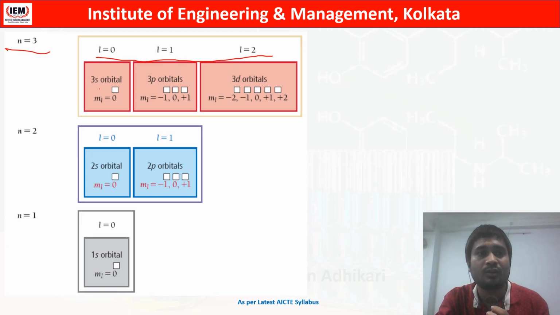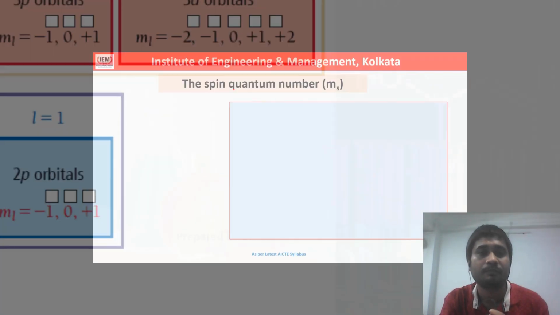For l equals 0, we have ml equals 0, so s orbitals; it has 3s orbital because n is 3. For l equals 1, ml has 3 different values, so there will be 3 p orbitals. Again, for l equals 2, ml has 5 values, so 5 different d orbitals. 5 different orientations means 5 d orbitals.